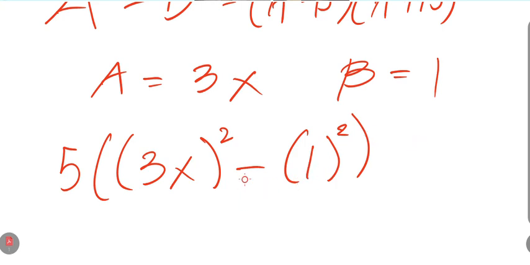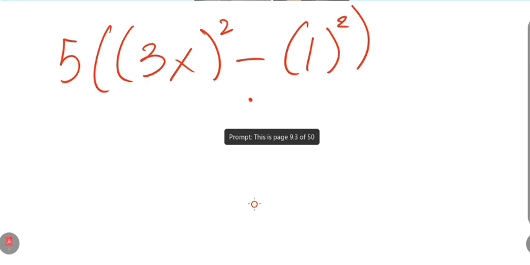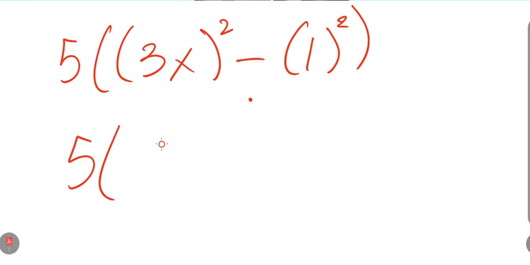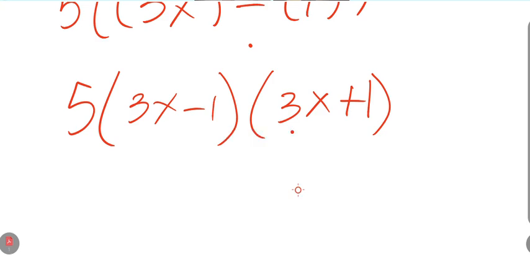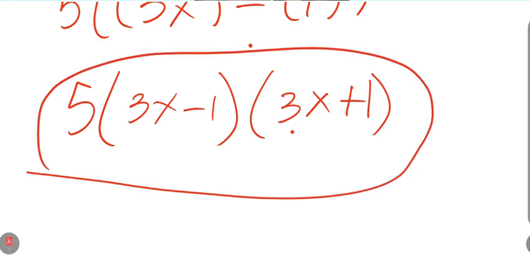Now let's express this here. That's going to give us 5 times 3x minus 1, and the other would be 3x plus 1. Now, after getting all the expressions, we are able to see the final answer. So the answer would be 5 times 3x minus 1 times 3x plus 1. So this would be the final answer.